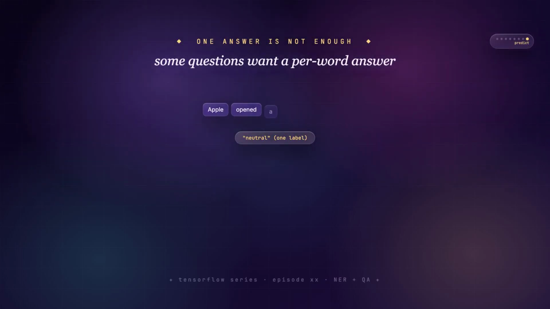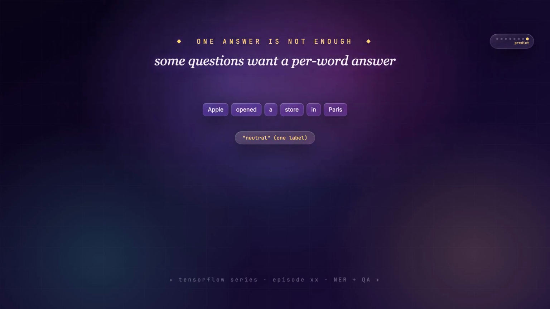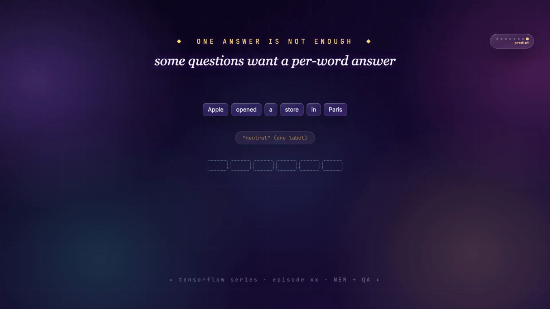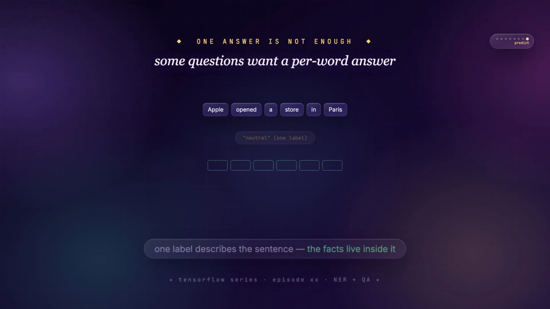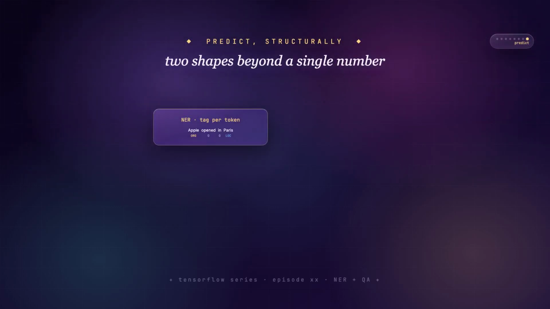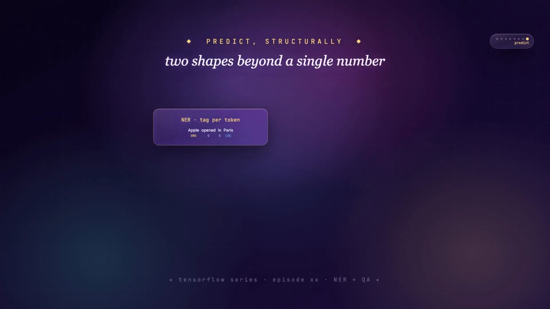Think about the sentence, Apple opened a store in Paris. A sentiment model gives you neutral and walks away. But the interesting information is inside the sentence. Apple is a company, Paris is a city. To capture that, we don't want one label, we want one label per word. That's a different shape of output entirely. So we stop predicting once and start predicting structurally.